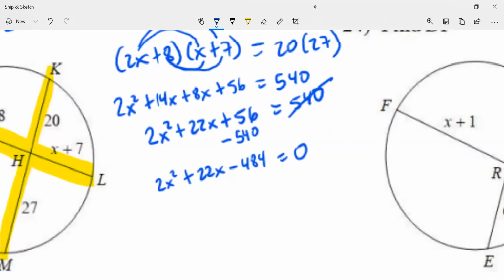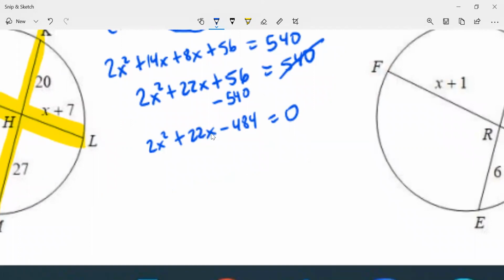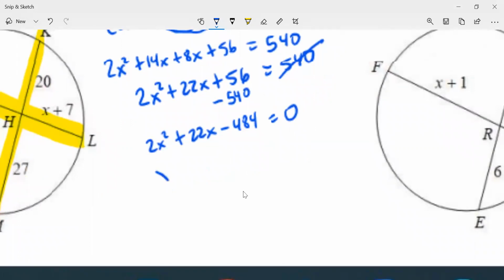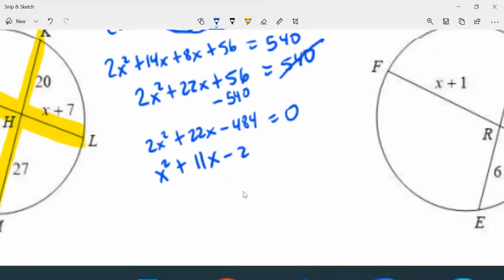I remembered it was easy to factor when my first number was a 1. My Algebra 1 teacher called it the leading coefficient, the first number. I see they're all even numbers, so why not divide everything by 2? Each of my numbers, I'm going to cut in half. So it's going to be 1x squared plus 11x minus 242. It's equal to 0. 0 divided by 2 is still 0.